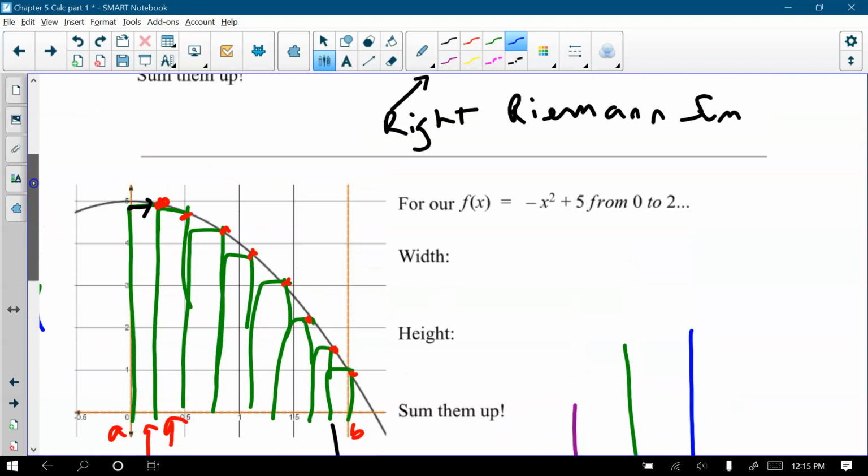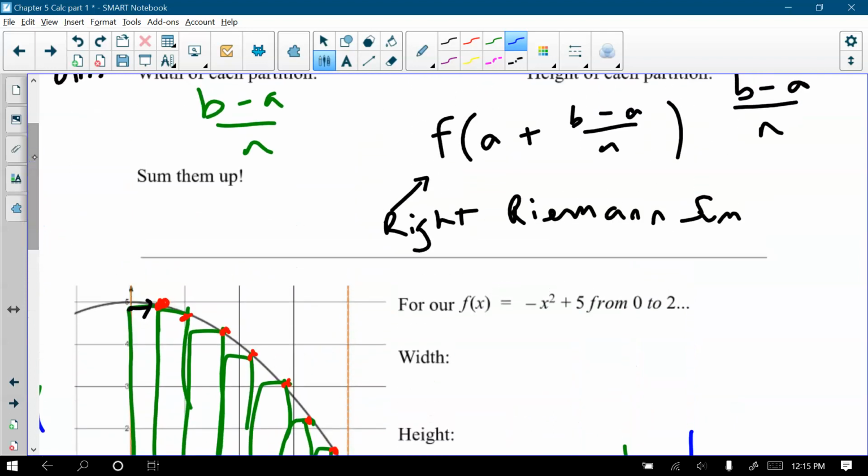So the number of b minus a over n's is changing. What could we call that? We could call that i. So we put an i there for b minus a over n times i to indicate the ith rectangle. The ith rectangle? What is this craziness? Okay, voila. This is the coolest part ever.